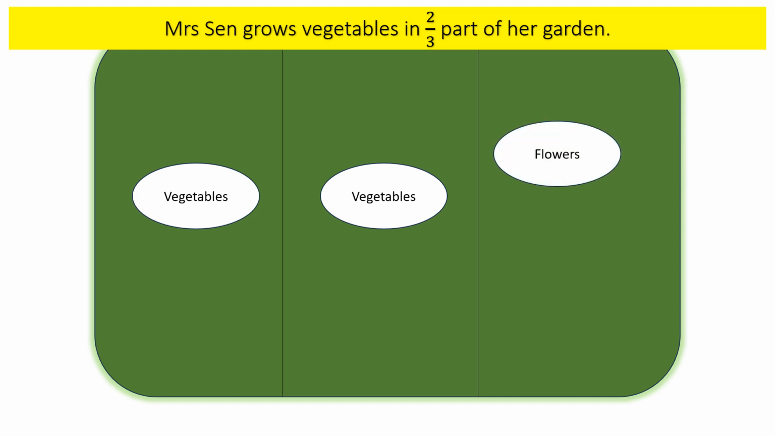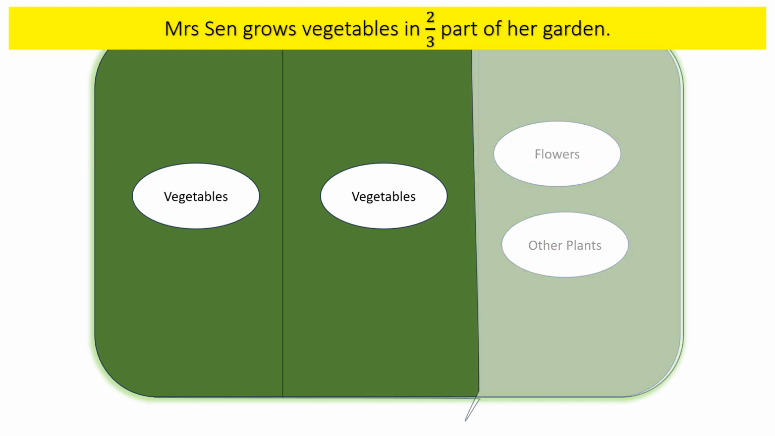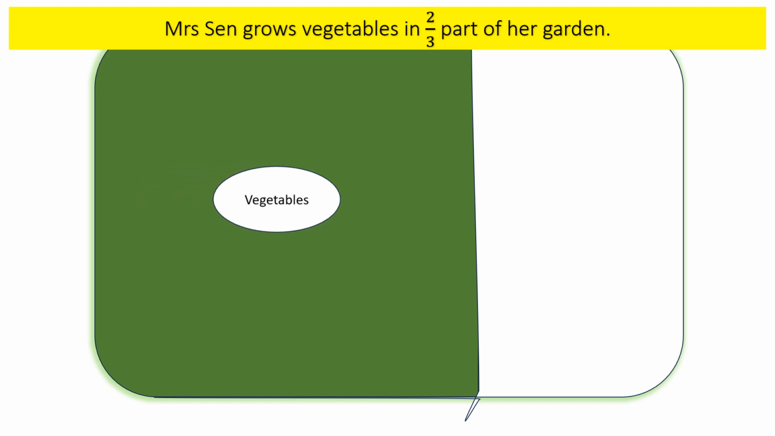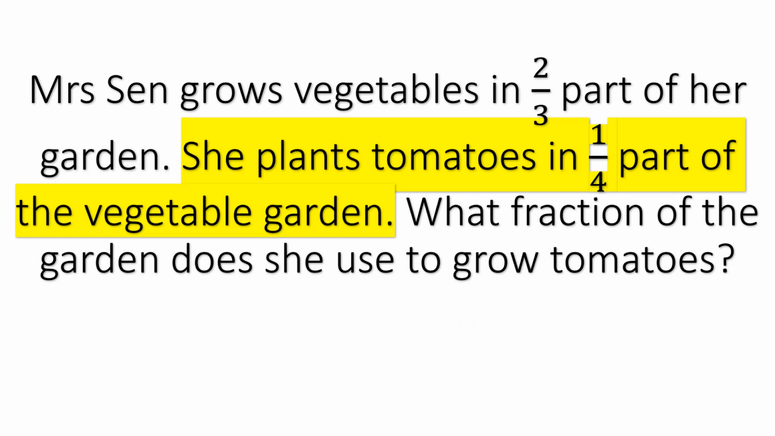The third part can be used for growing flowers or other plants. We don't care about that. Ignore the third part. So I'm just removing it. So 2/3 part of the garden, that is this part, is used for vegetables. Now come to the second line. She plants tomatoes in 1/4 part of the vegetable garden.